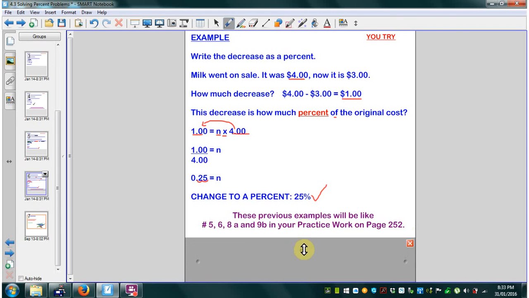Okay, and another hint here. These previous examples, the last 2, will be like number 5, 6, 8A, and 9B in your practice work on page 252 to 253. So speaking of that, you can make note of that if you want a few hints with your practice work, so you don't have to be flicking through your notes too much.